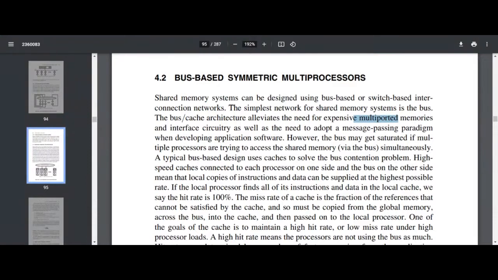However, the bus may get saturated if multiple processes are trying to access the shared memory. It is simple: you have a garden in your house which can accommodate 50 people at a time. But if 100 people come, you are not going to be able to accommodate them. The passage or garden available for only 50 people might not help you accommodate 100 people. That causes the situation to be saturated.